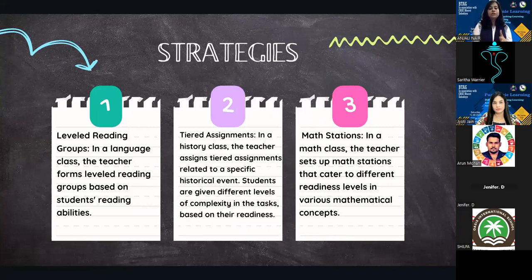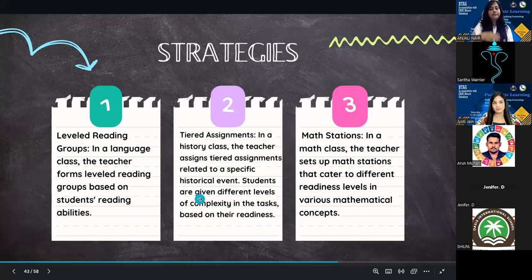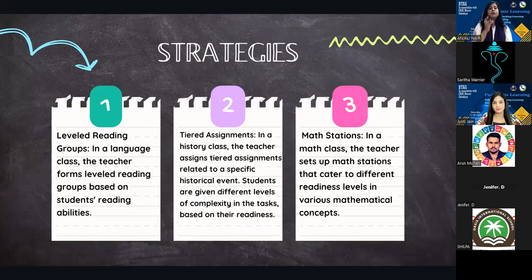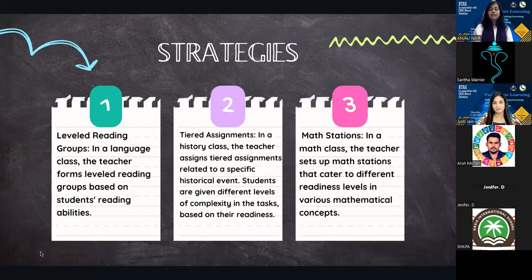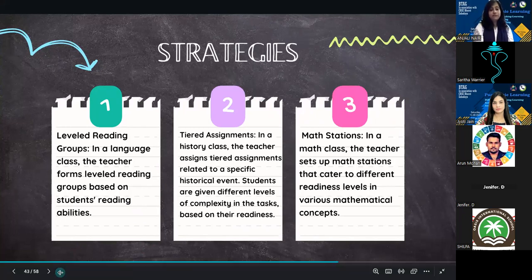And in a social science classroom, like a history classroom, you can have tiered assignments of specific historical events. You can give different levels of complexity in the task. And then in the mathematics classroom, you can have different math stations in the classroom, depending on the readiness of the child. So for that, you have to understand what is the current understanding level of the child.